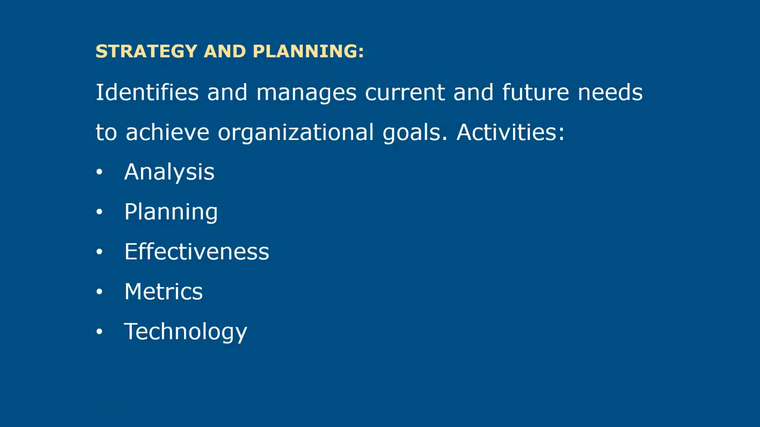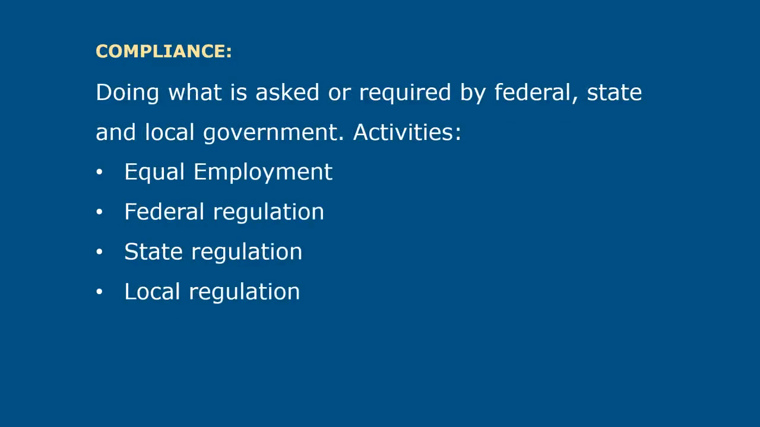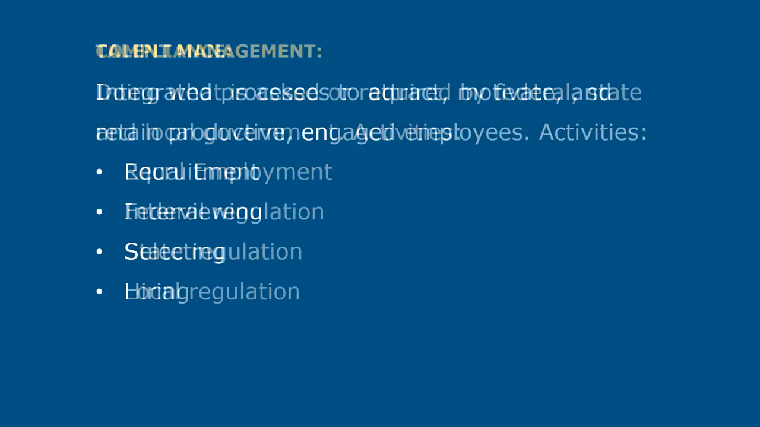Human resource strategy and planning identifies and manages current and future needs to achieve organizational goals. The activities of strategy and planning include analysis, planning, effectiveness, metrics, and technology. Compliance is doing what is asked or required by federal, state, and local governments in the management of people. The activities of compliance include equal employment opportunity and compliance with federal, state, and local employment laws and regulations.